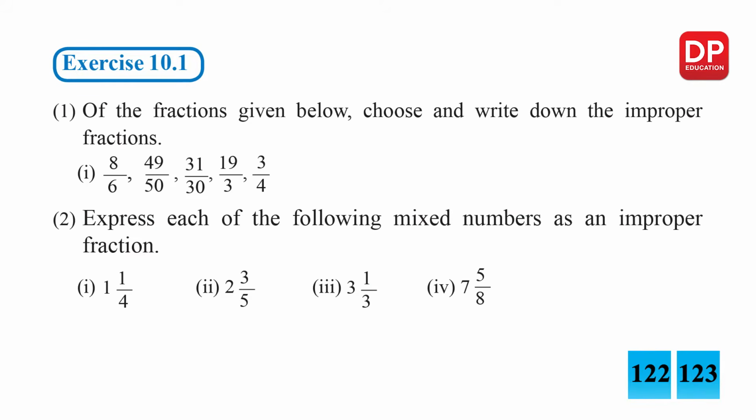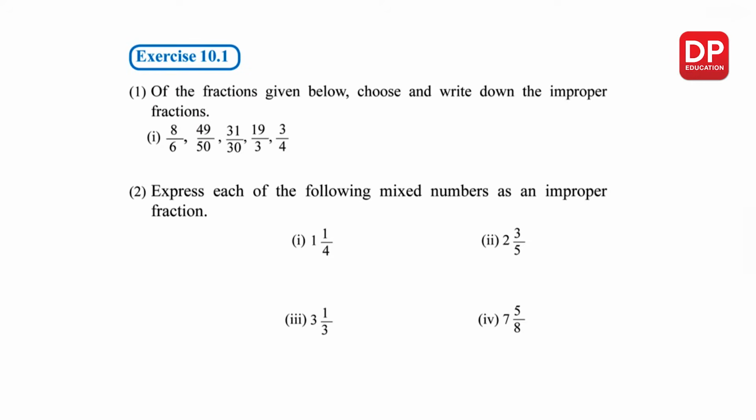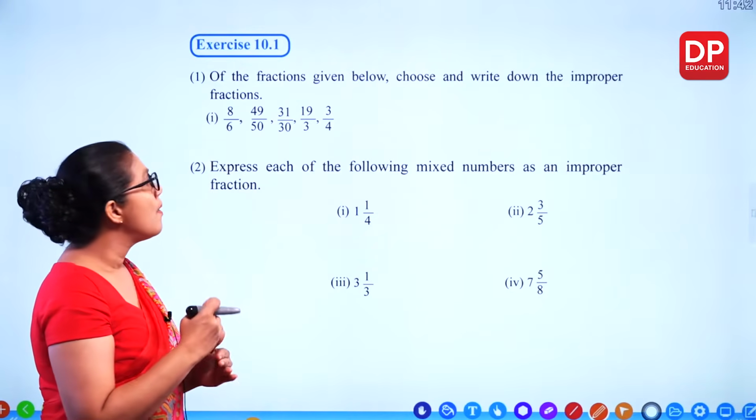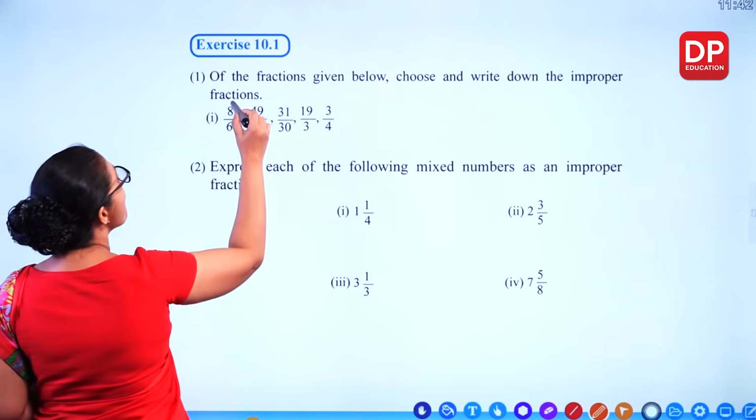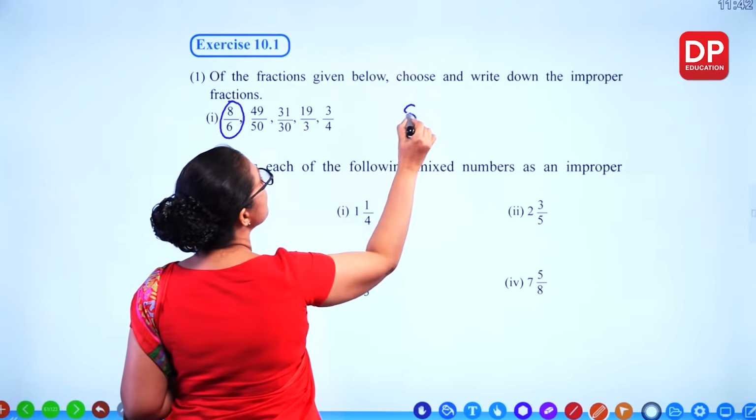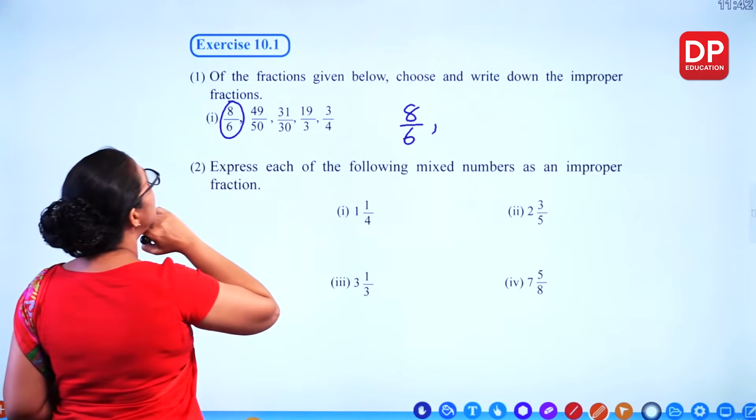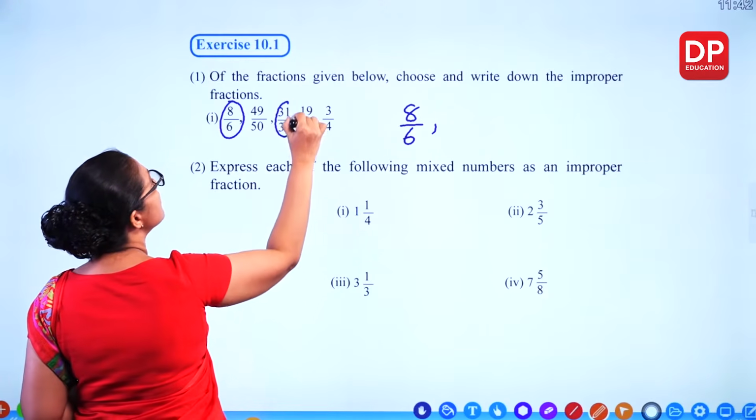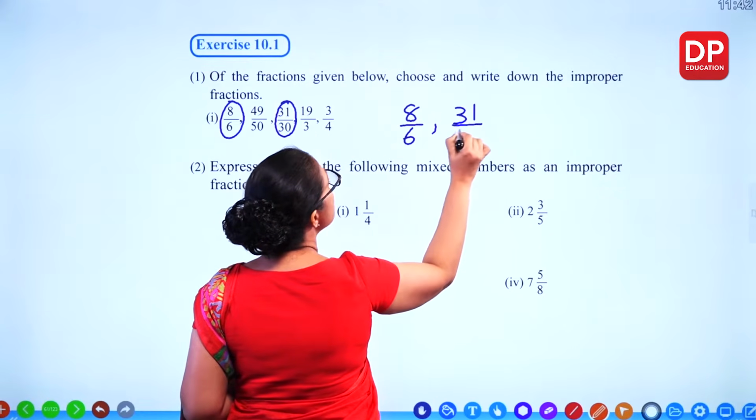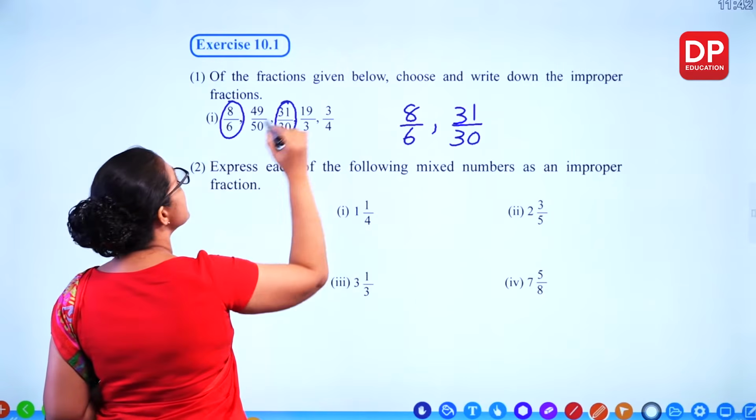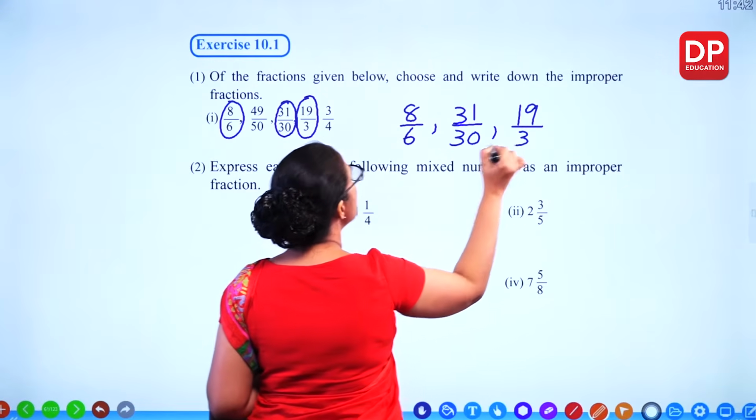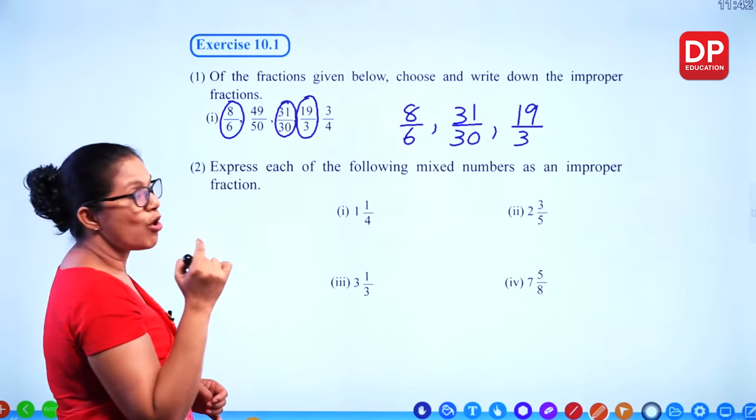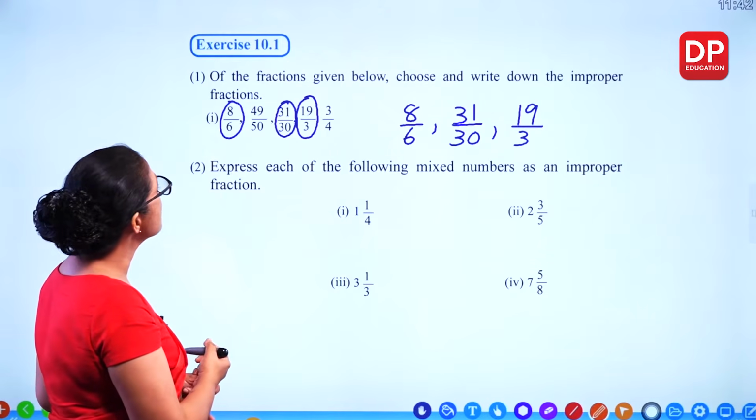Exercise 10.1. Of the fractions given below, choose and write down the improper fractions. Improper means the numerator is bigger than the denominator. This is bigger. 8/6. And 49 is smaller, 31. 31/30. And what else? Here, 19 and 3. 19/3 is bigger. And that's all. So those are improper fractions.